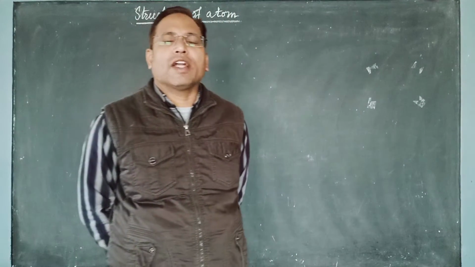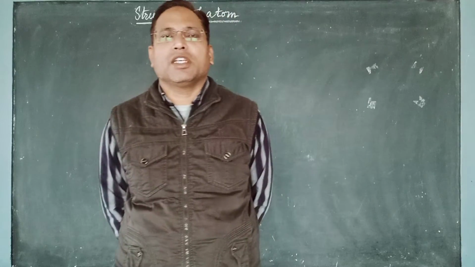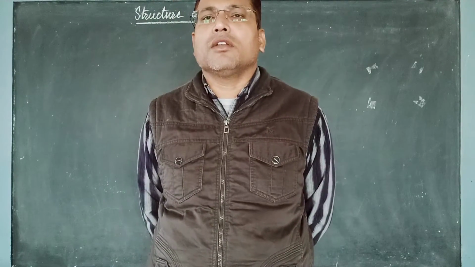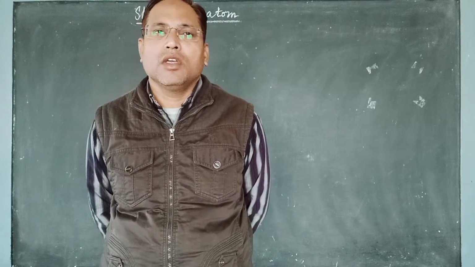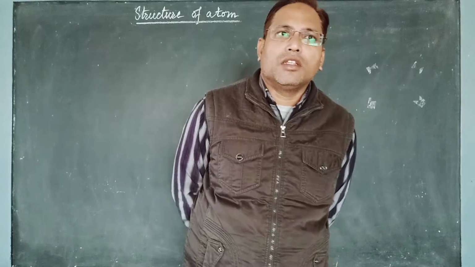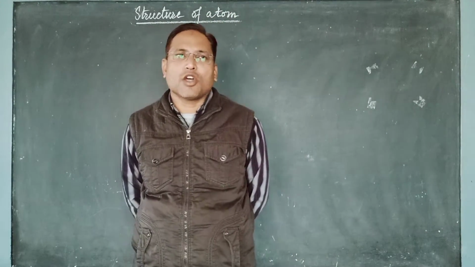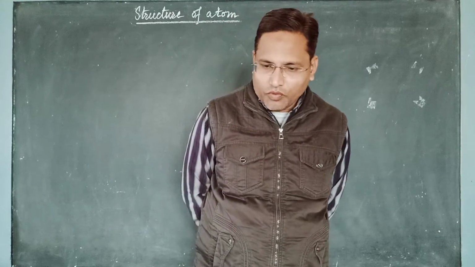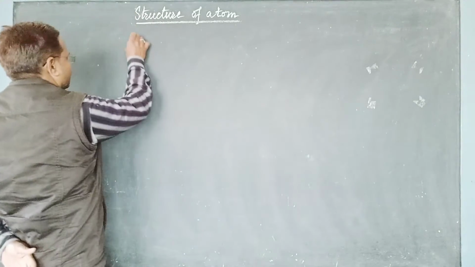About the structure of atom, so many models have been given. For example, Thomson's model of an atom, Rutherford's model of an atom, and Niels Bohr's model of an atom. We will see each of them one by one. First we will see Thomson's model of an atom.